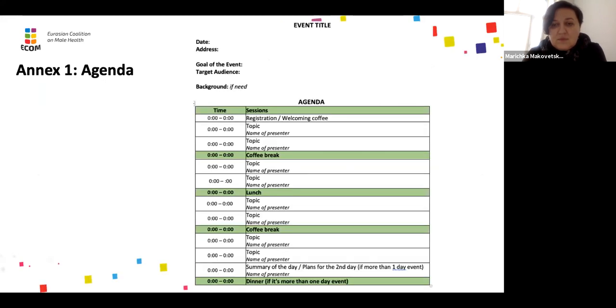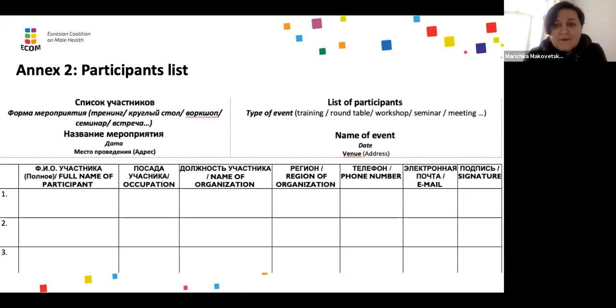Sorry. Then I give you some template for agenda. It's very simple. Maybe it will be easy for you to use, and if you like it, please use it. Sona will put everything in Excel or MS Word format, and you may upload it easily. Again, the participants list. I put it for you. It's bilingual, and maybe it's easy for you to use. If you like only English, then delete the Russian version.